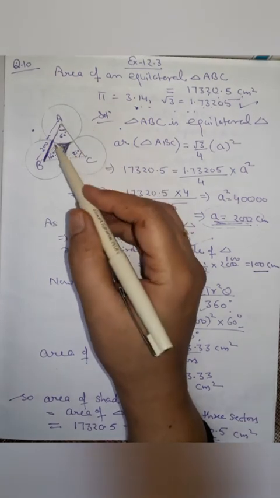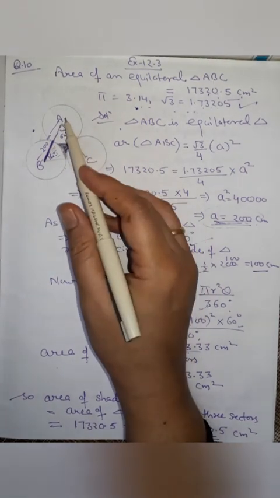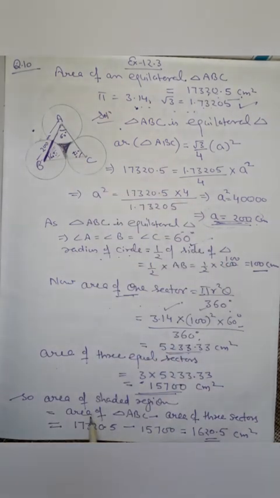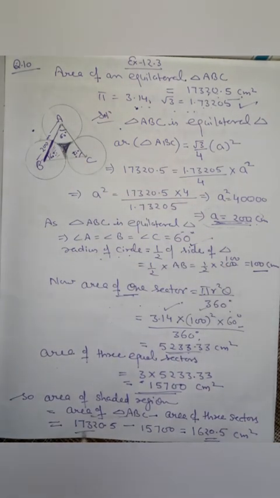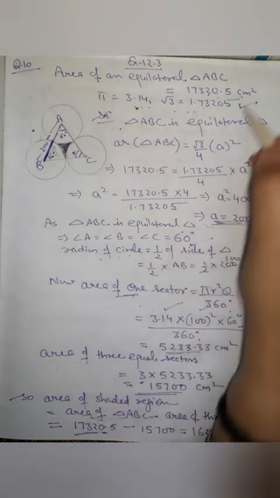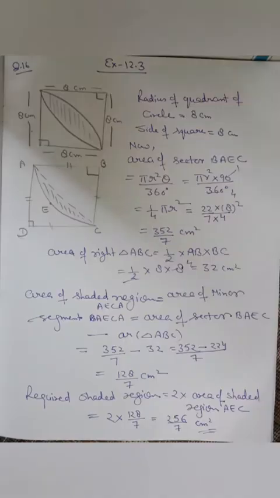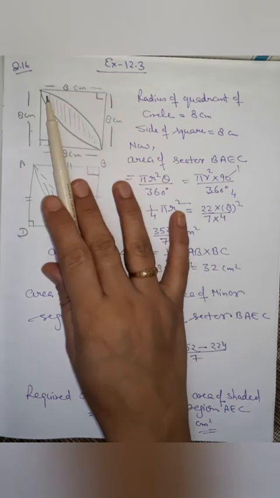Now lastly, we will do the area of the equilateral triangle minus the area of 3 equal sectors. The area of triangle ABC is given as 17320.5 already in the question, minus the area of 3 sectors, 15700. If you subtract this from this, you will get the final answer, which is equal to 1620.5 centimeter square.